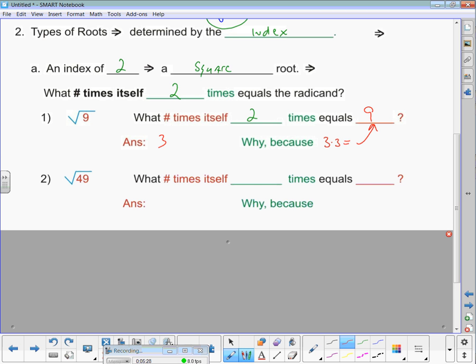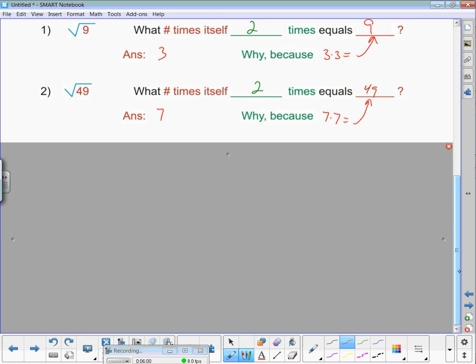Same kind of concept. We've got the square root of 49. So again, you look at it, you say, oh, square root. That's an index of 2. So what number times itself 2 times equals, and what's our radicand in this case? 49. And of course, this is one that we all should know already anyhow, and we all know the answer is 7. And why is the answer 7? Because 7 times 7 equals that radicand of 49. That's the aspect. These are not hard, and they're not meant to be hard.